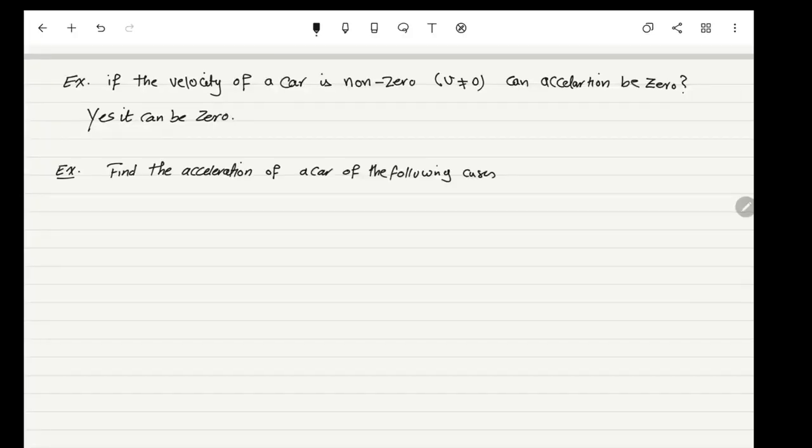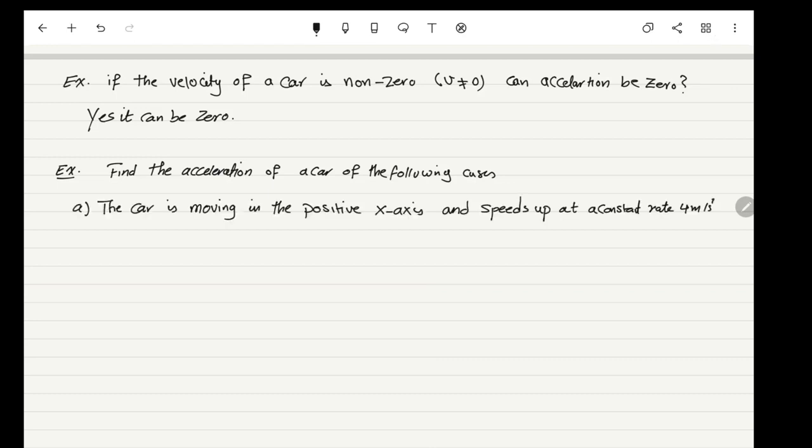Example, find the acceleration of a car in the following cases. A, the car is moving in the positive x-axis and speeds up at a constant rate of 4 meters per second squared. For this case here, the acceleration is in the same direction as the car. As a result, it's equal to 4 meters per second squared, because it's actually speeding up.